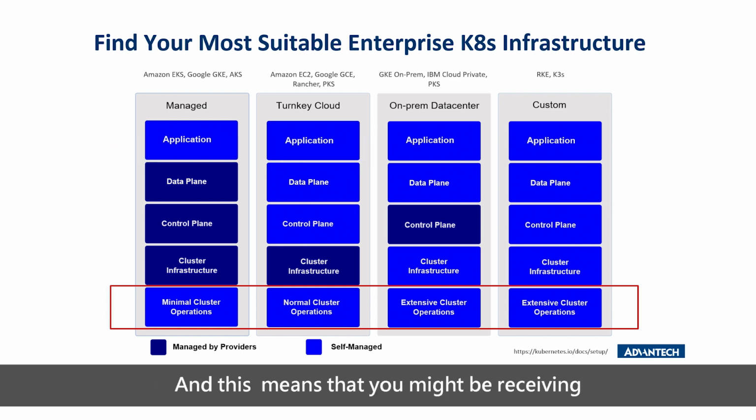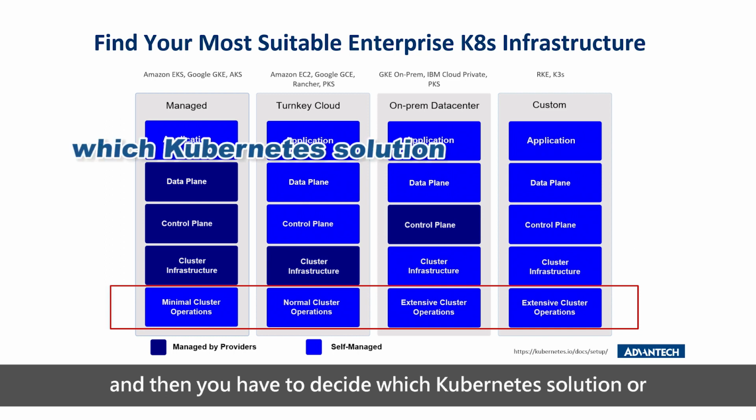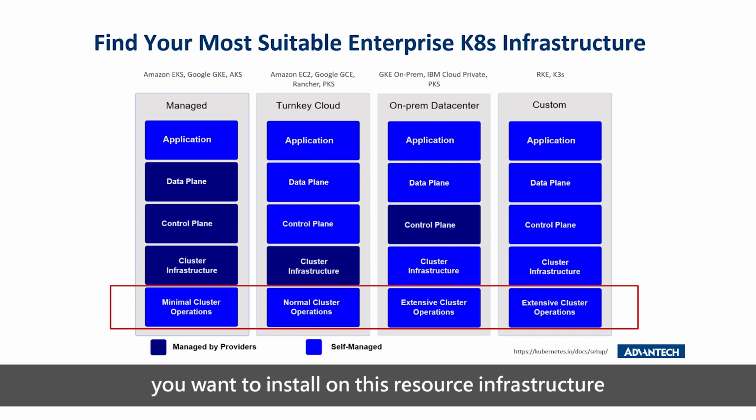And next, we have what we call the turnkey cloud solution. This means that you might be receiving a set of computing environments, for example, a private cloud solution where the vendor probably set up the infrastructure for you using VMware or OpenStack, and then you have to decide which Kubernetes solution or which container orchestration solution you want to install on this infrastructure.